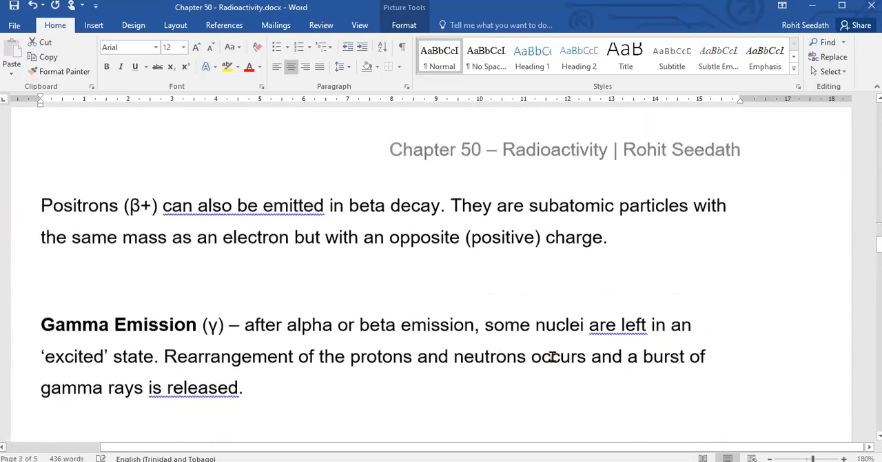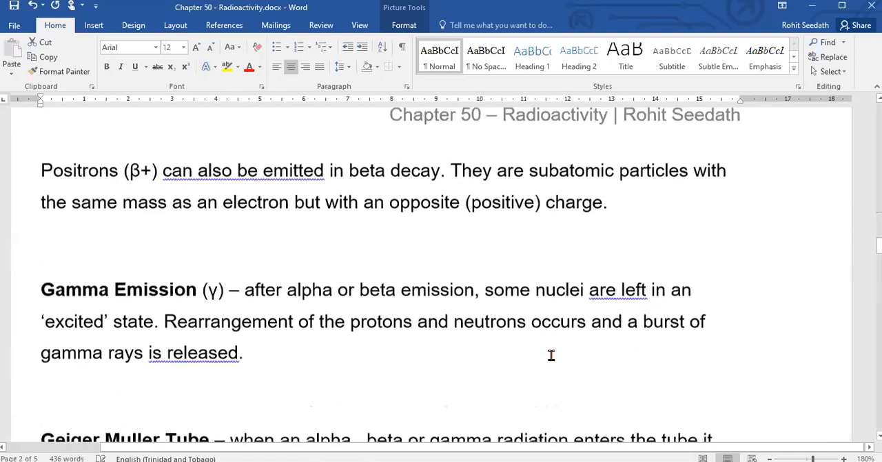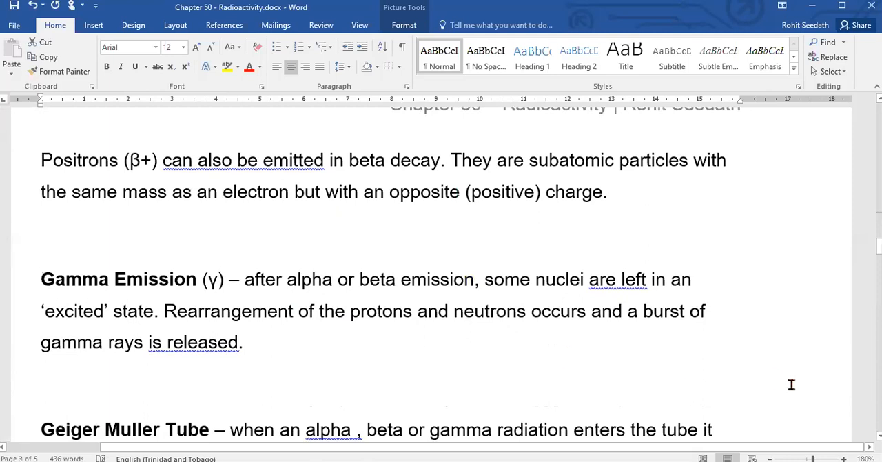Positrons, or beta plus, can also be emitted in beta decay. They are subatomic particles with the same mass as an electron but an opposite, positive charge.